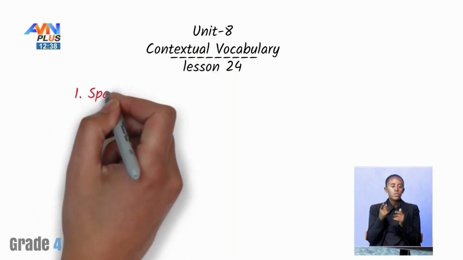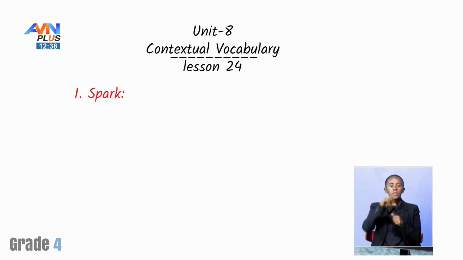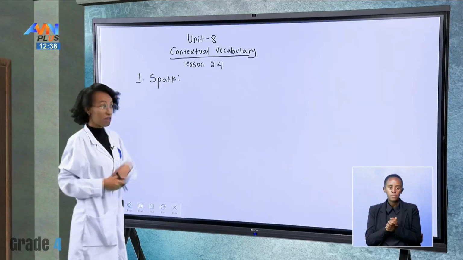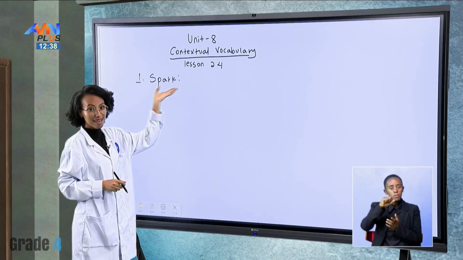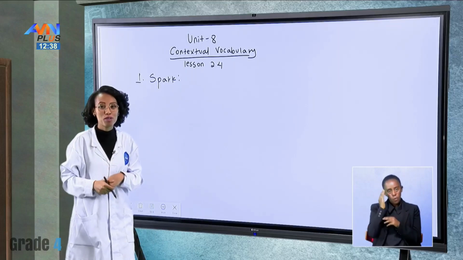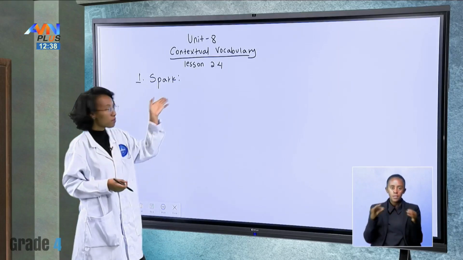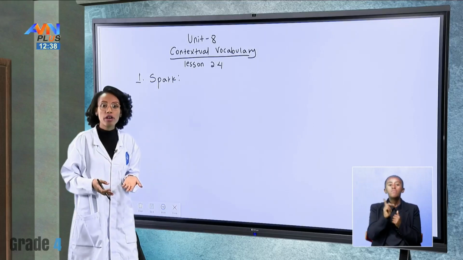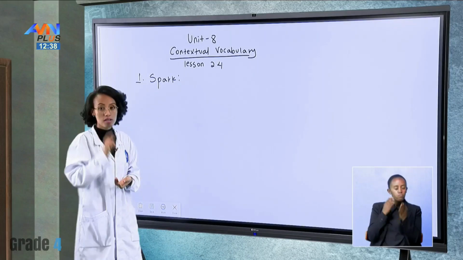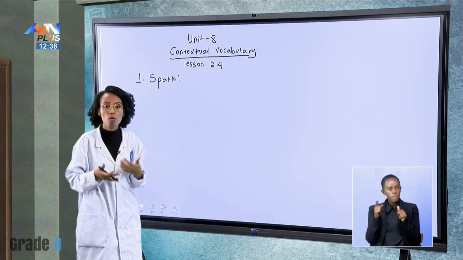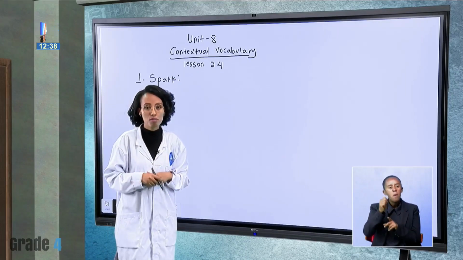The first one is spark. As you see here, we are using colon again. It has a very common use when we are writing sentences. Spark. That is the word that we are going to focus on. That is the first word that we're going to focus on today. That is the first vocabulary. So what is the meaning of spark?